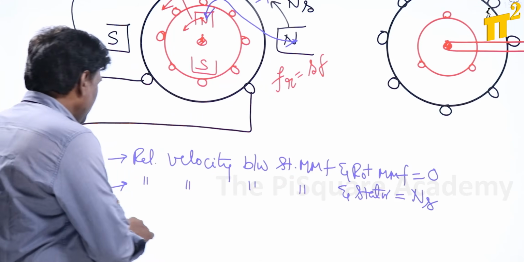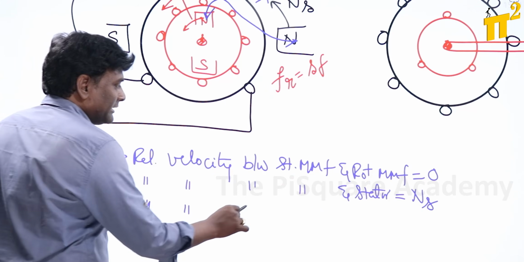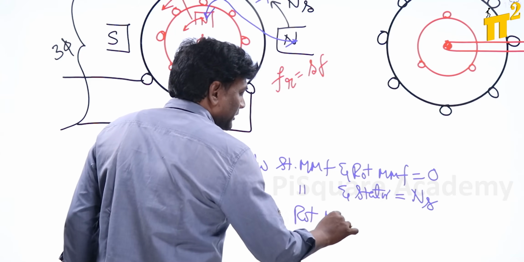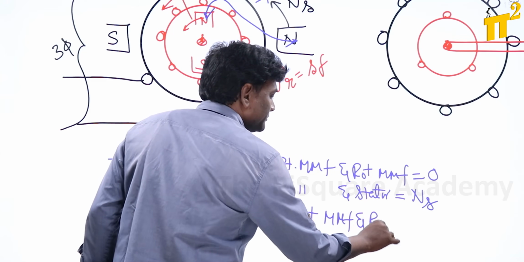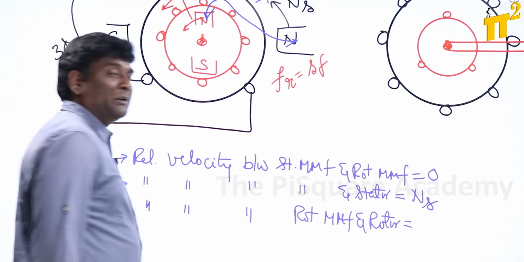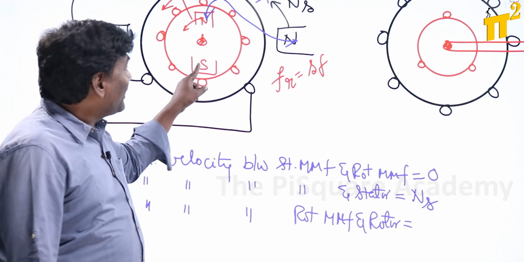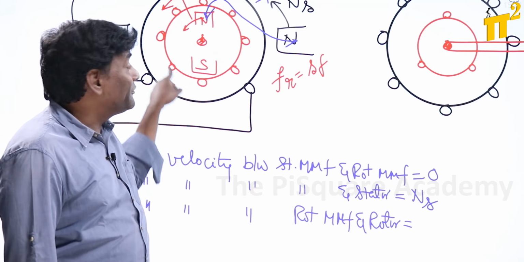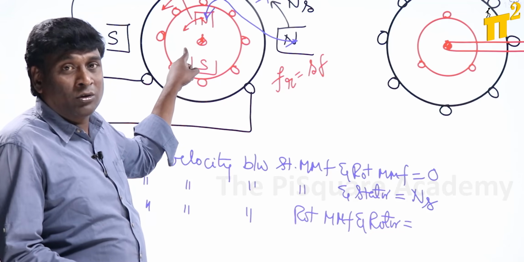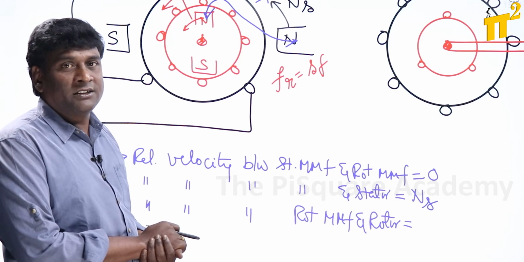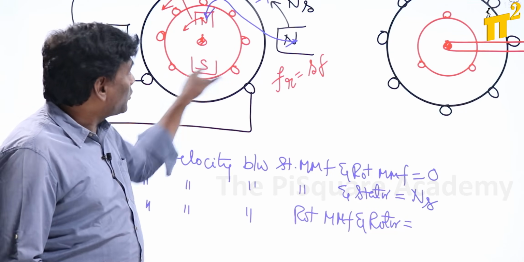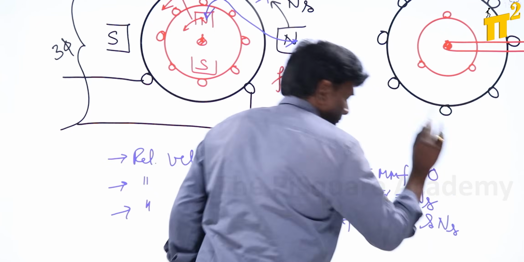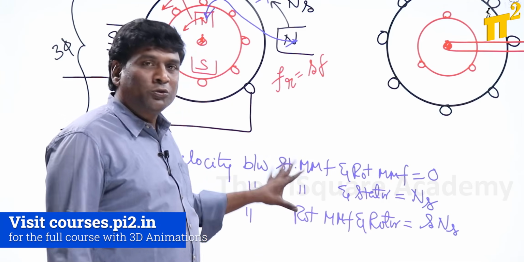After that, the relative velocity between rotor MMF and rotor. How much will it be? You have to focus on the frequency. The frequency of the induced voltage of the rotor is sf, so the relative velocity between rotor and rotor MMF is going to be sns. Forget about it.